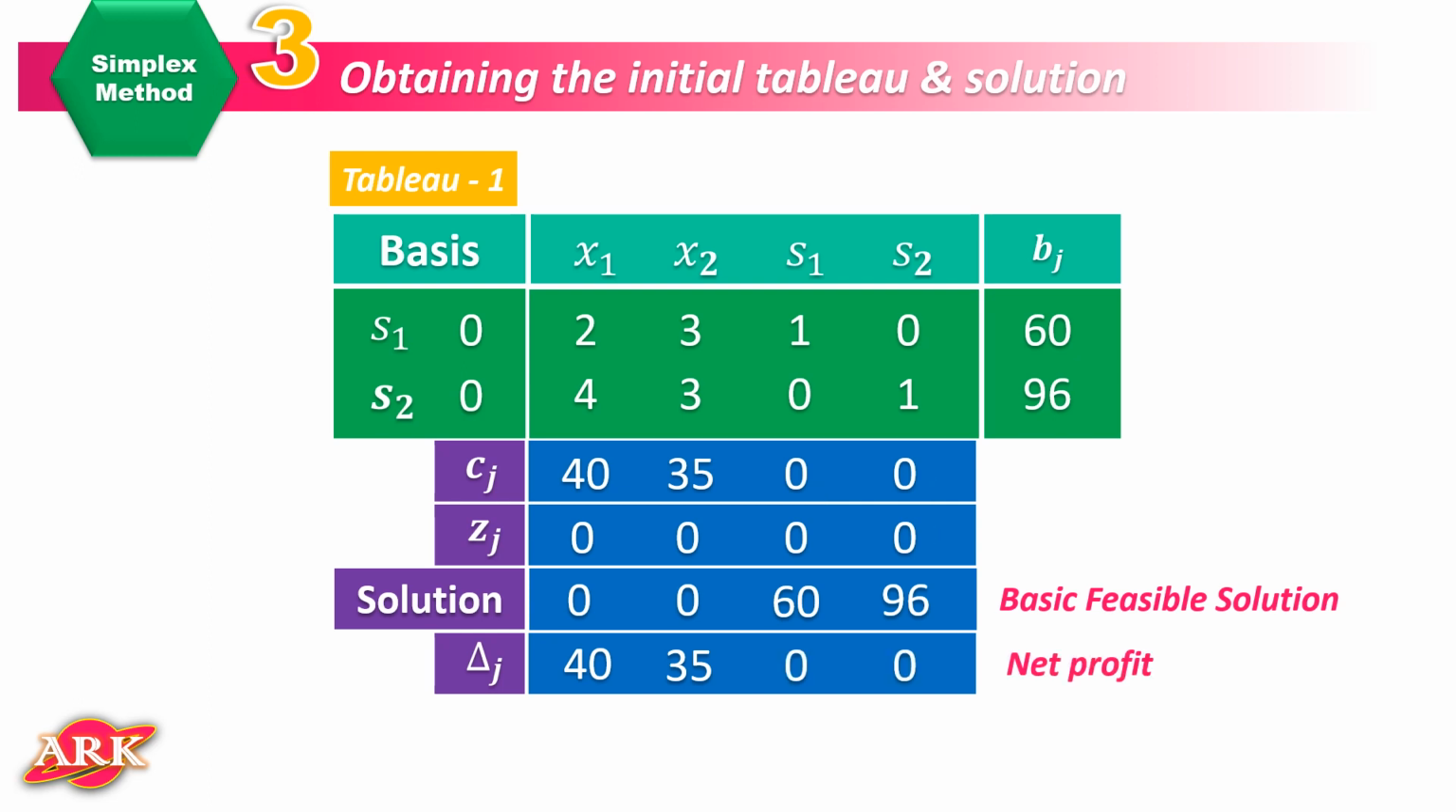Now, this is net profit. That means whenever we produce one unit of X1, we will get 40 rupees as net profit. For X2, for 1 unit, we will get 35 rupees as net profit. This is nothing but the net contribution of each product when manufactured and sold.